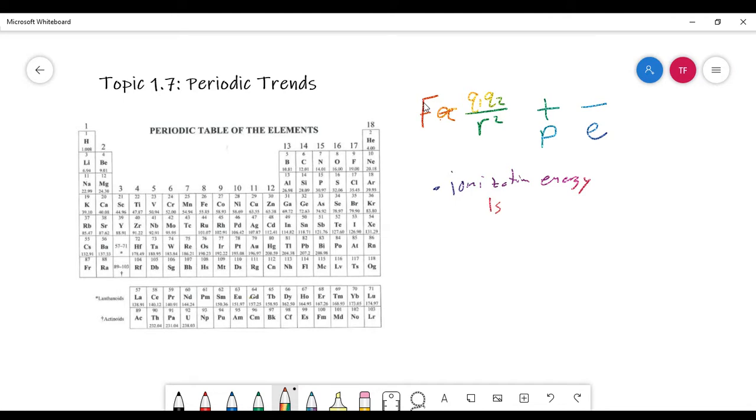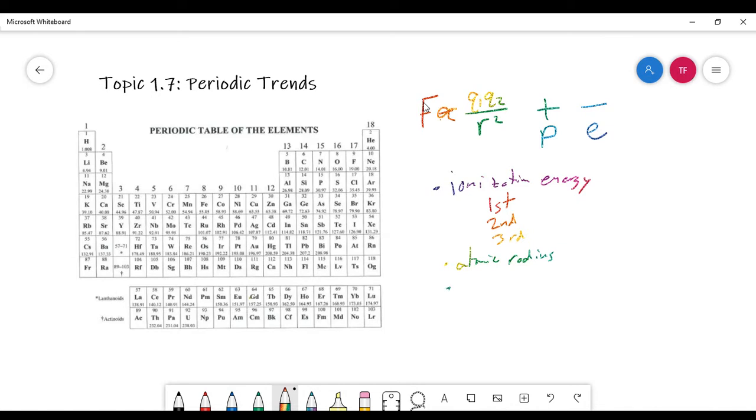You have first ionization energy, the energy to remove one electron. You have second ionization energy, the energy to remove a second electron. The third ionization energy, energy to remove a third electron, etc. The second trend we're going to be talking about is atomic radius. An atomic radius, for simplistic sakes, is just the distance from the nucleus to the outermost electron. So kind of like the radius of a circle is from the center of the circle to the edge of the circle, atomic radius of an atom is the distance from the nucleus to the outermost electron.